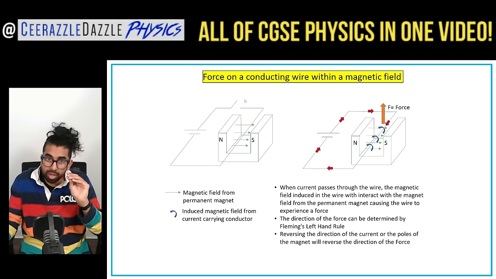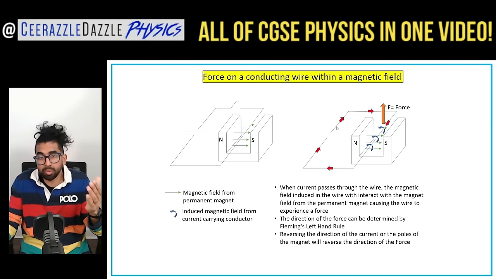If you were to then press the switch, current will flow through the wire. When current flows through the wire, we know that every single wire which has current flowing through it will generate its own magnetic field. So the magnetic field is induced around the wire. So now there's going to be a magnetic field from the permanent magnet, the horseshoe magnet, and a magnetic field from the wire. Both of them will interact, and therefore the wire will experience a force.